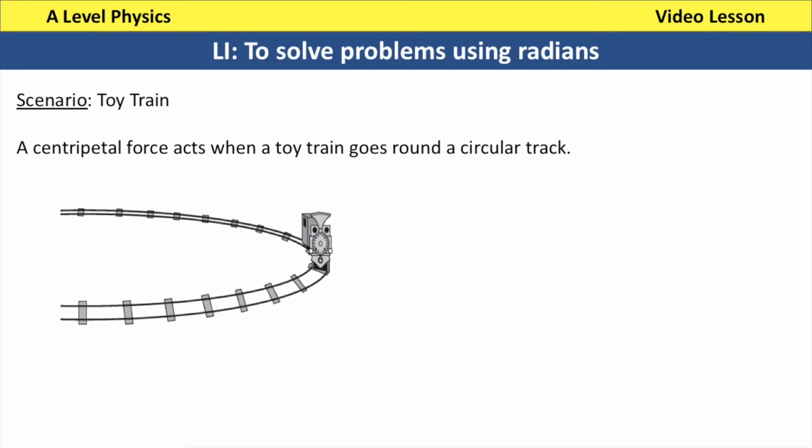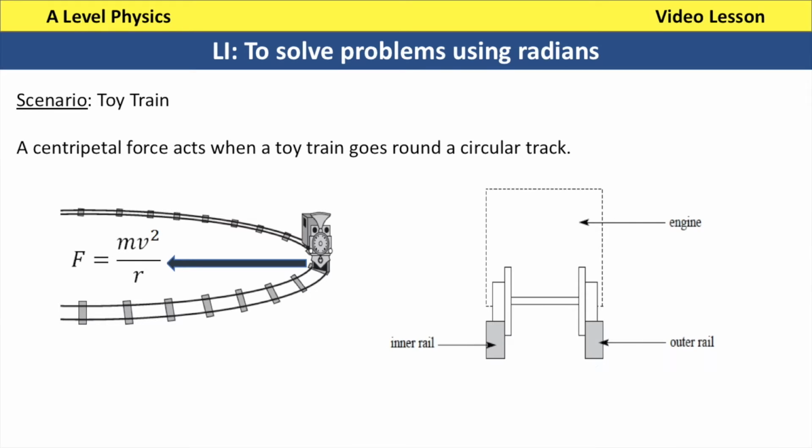Okay, now let's look at any situation where there is circular motion going on: there has to be a centripetal force. Now, centripetal force always acts towards the centre of the circle. So in this situation of the toy train moving around a circular path, the centripetal force acts towards the centre. Now, centripetal force isn't a force in its own right. Centripetal force is the umbrella term for any force that causes circular motion.